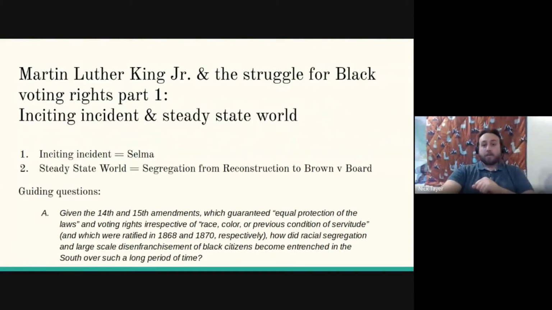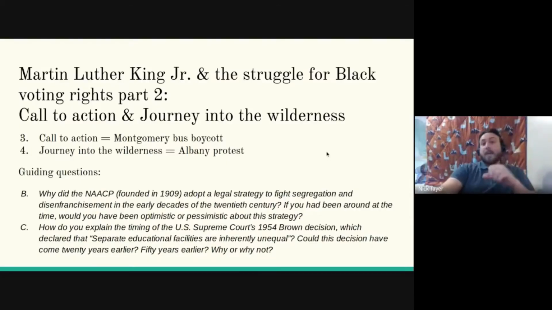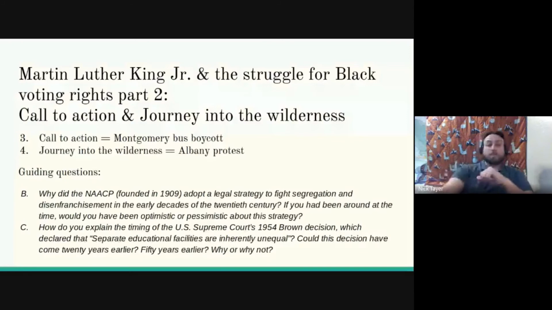Third comes the call to action, specifically Dr. King's call to action and the Montgomery bus boycotts. How he came to be the one who was called upon to lead that moment, despite or perhaps because he wasn't a native of Montgomery. Next, we explore Dr. King's journey into the wilderness in the early 1960s, when the sit-ins, freedom rides, and the failure of the Albany protests threatened to leave Dr. King behind. The call to action and the journey into the wilderness were day 2 of our class.